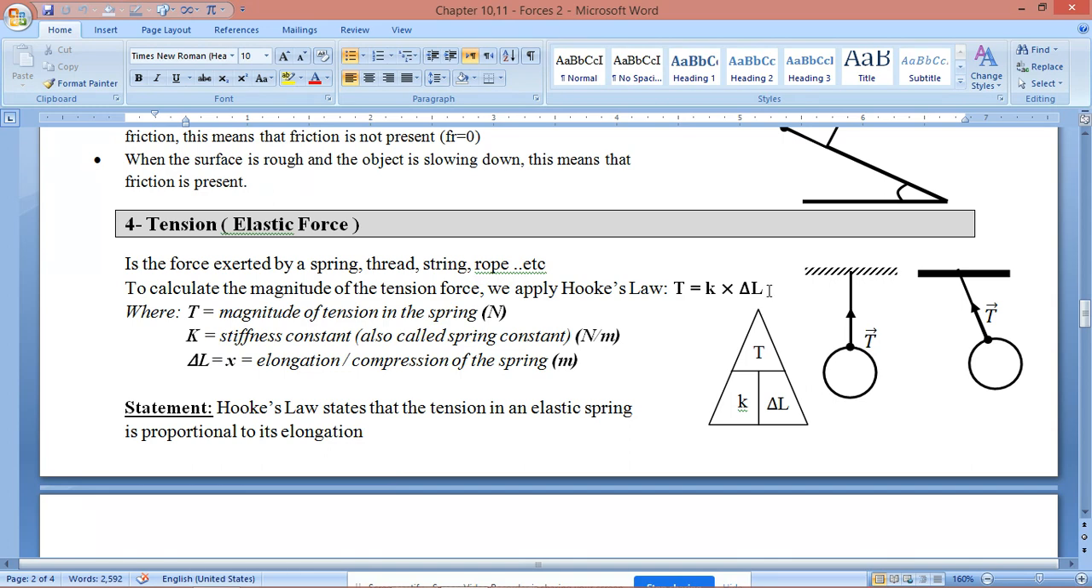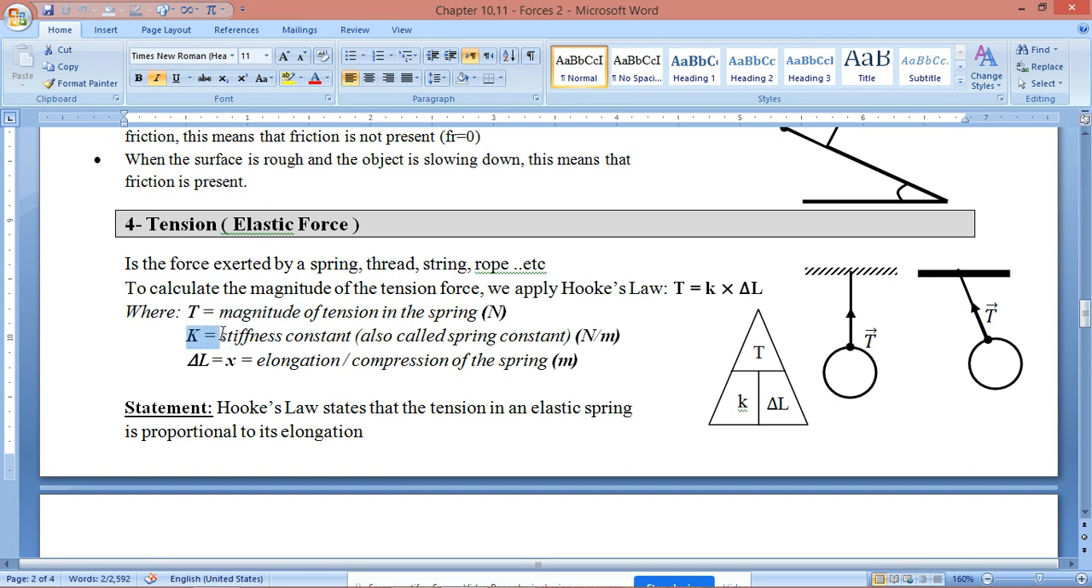Tension equals K times delta L, where K is the stiffness of the spring, and delta L is the elongation. It means how long the spring is elongated, or its length is increased or decreased, or compression. Of course, tension has unit in newtons.